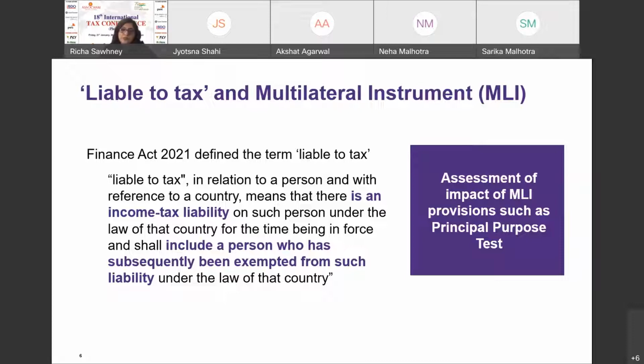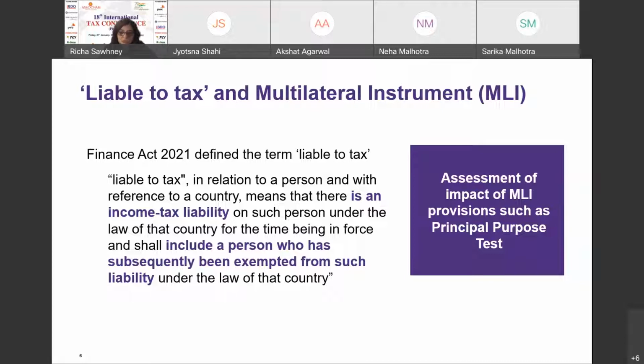Yet another interesting development was that MLI provisions became effective from 1st April 2020. So far, the government has released around 27 synthesized texts of tax treaties for the covered tax agreements. And now it becomes really important that a careful analysis of treaties considering the MLI provisions is carried out to assess whether treaty benefit in a particular case is available and the correct withholding tax rate.